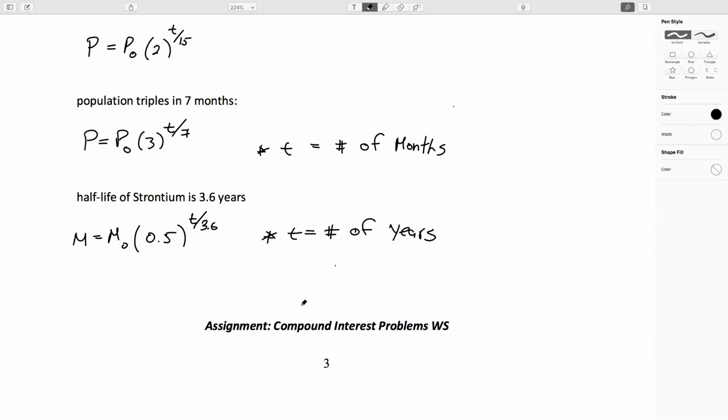So that's where I'm going to end things today. I'm going to send out a worksheet for you to try, compound interest problems. It's basically using the compound interest formula to solve for different variables in different situations. So you might be solving for time in one, you might be solving for initial investment in another.